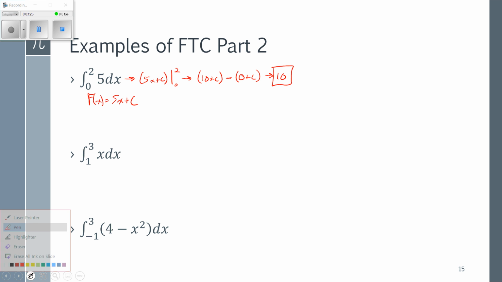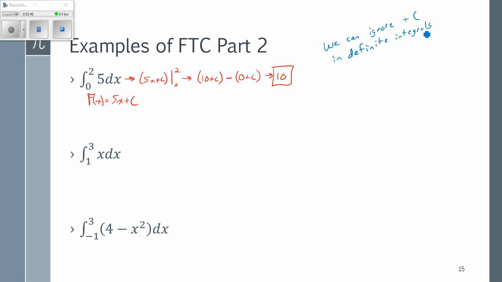So what that means, very helpfully for us, is we can ignore the plus c in definite integrals. Now please note, it is only for definite integrals. We will learn about what are called indefinite integrals. We have to have the plus c for those. We will learn about what's called an improper integral. We need the plus c in those. But for definite integrals, we can ignore plus c because in the subtraction, the c will always cancel out.